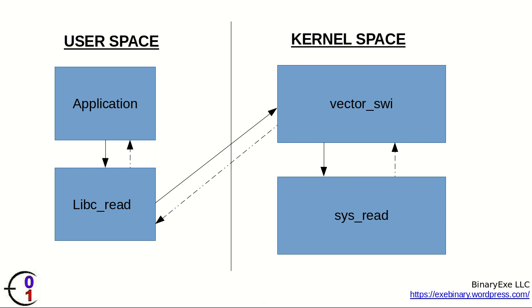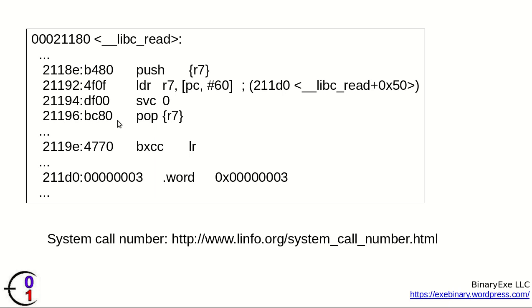If you look at the slide, the application calls the read function, and the moment it calls the supervisor instruction, it goes into vector_SWI, then it will call sys_read, and then read will return the pointer, and then vector_SWI will go back to libc_read and the application. Here I am going to talk about how exactly it works. Let me take you to the next slide.